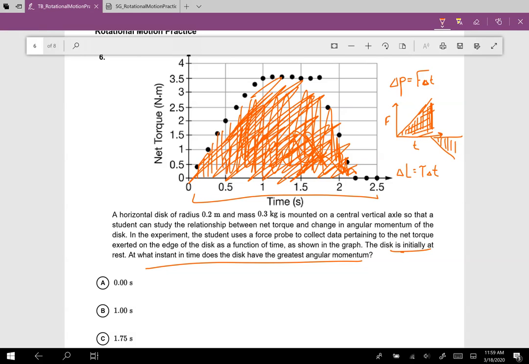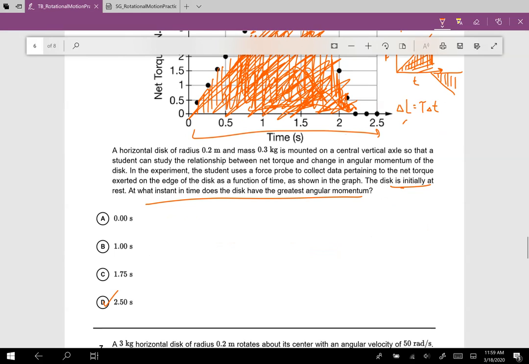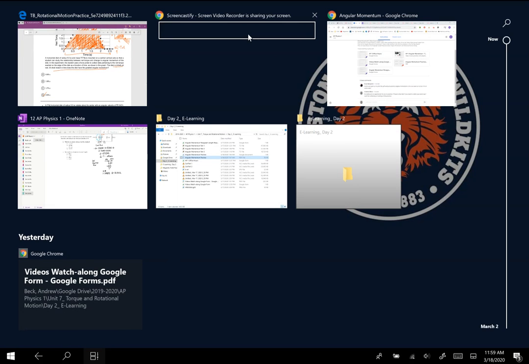So from 0 to 2.5 seconds, we are gaining positive area. The more positive area we have, the more change in angular momentum we have. So at 2.5 seconds, we have the greatest change in angular momentum because we have the greatest area.